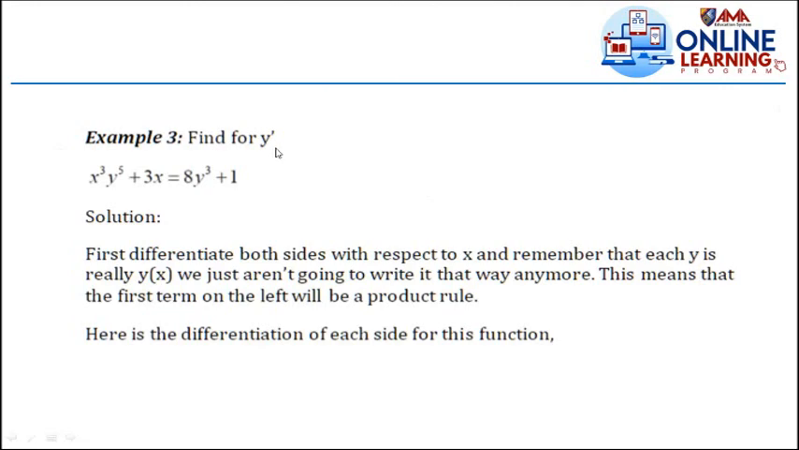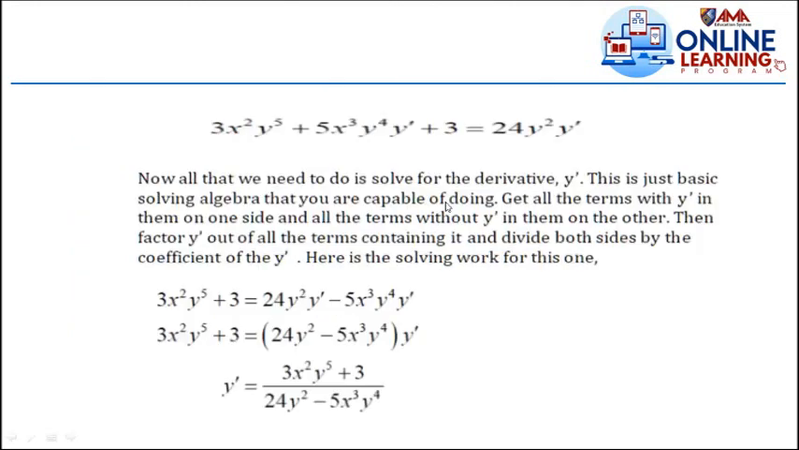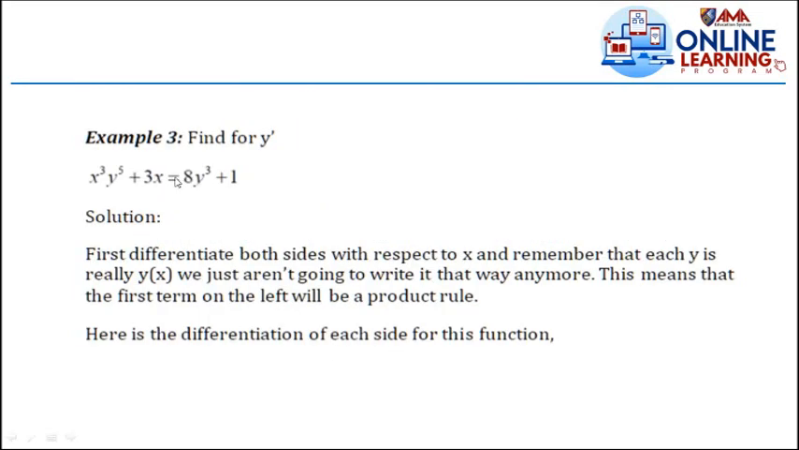Find y prime. X cubed y to the 5 plus 3x equals 8y cubed plus 1. Solution. First, differentiate both sides with respect to x, and then remember that y is really y of x. We just aren't going to write it that way anymore. This means that the first term on the left will require the product rule. Okay? Ito siya, no? Here's the differentiation of this function. So 3x squared y to the 5.